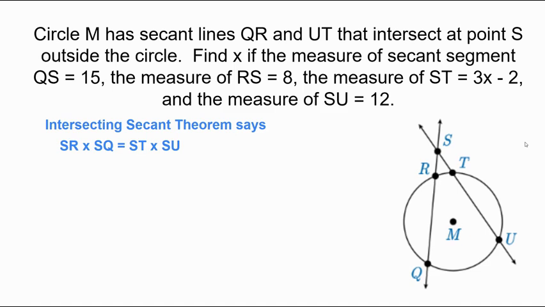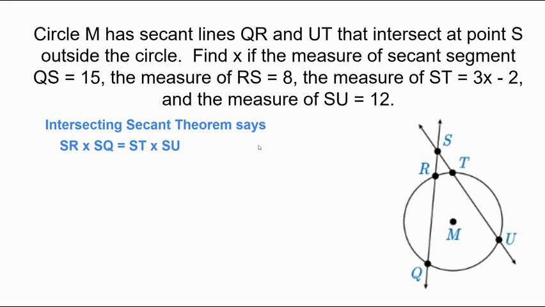Now we get to substitute. So in place of SR, you're going to put 8 because RS is the same thing as SR. In place of QS, you're going to put 15. QS, SQ, same thing. ST, that's going to be my 3x minus 2, and SU is my 12.